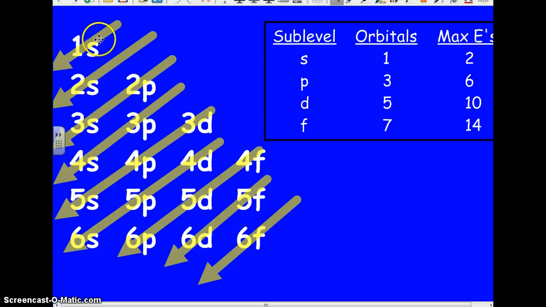And then when you see the superscripts, in the next thing we do, that would go up here, and it just tells you how many electrons there are. So if it's an S, then you would put up to 2 there. If it's a P, you could have up to 6. If it's a D, you could have up to 10. And if it's an F, you could have up to 14.